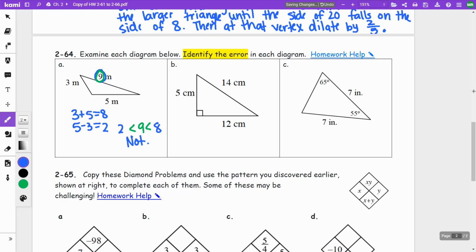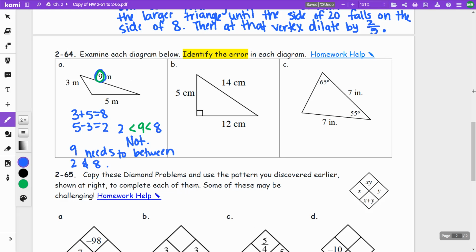So the side needs to be, I should say the 9 needs to be between 2 and 8, and it's not.